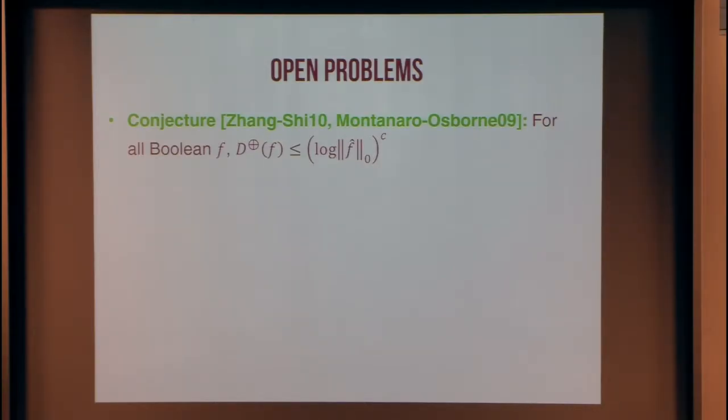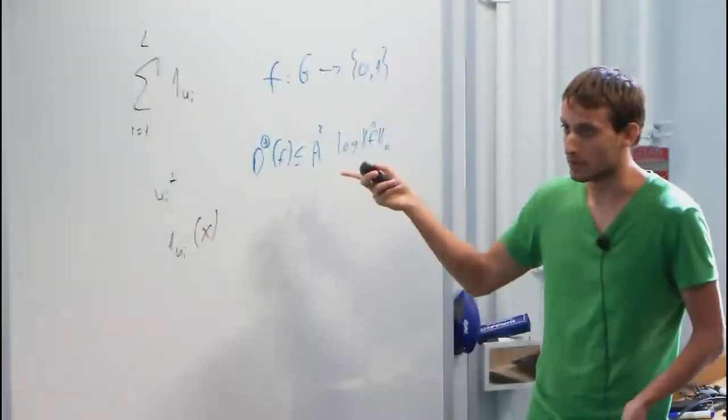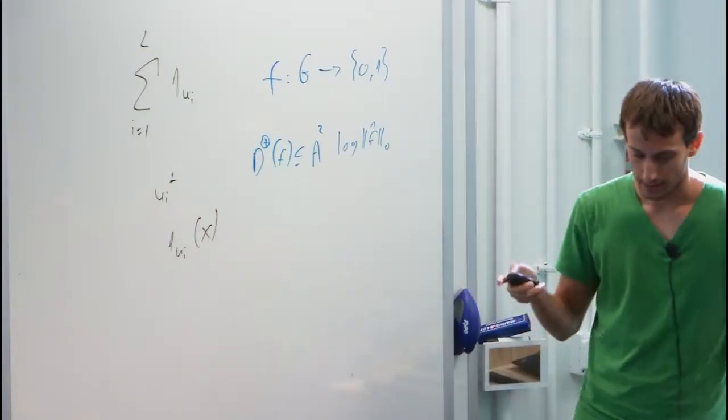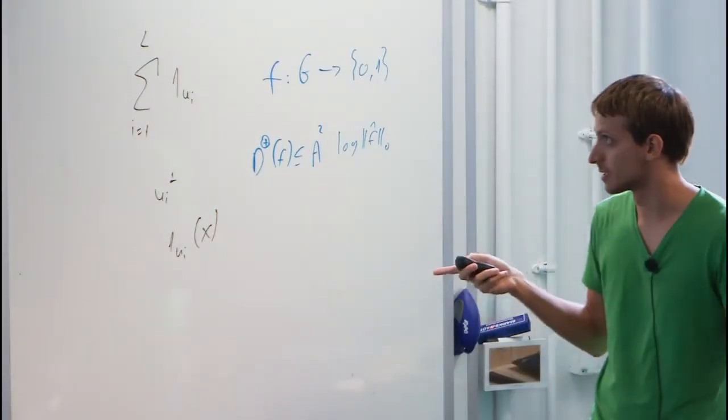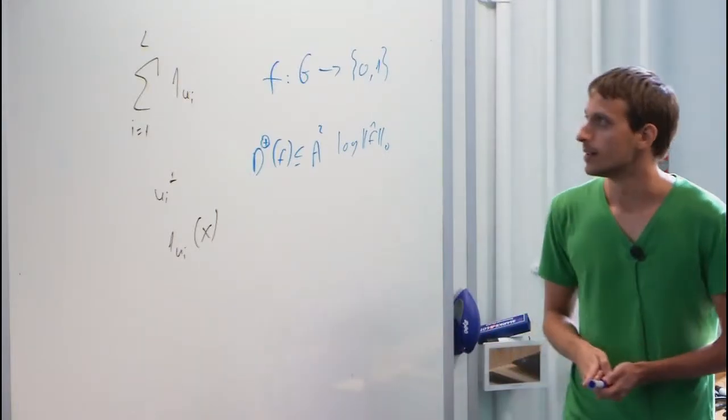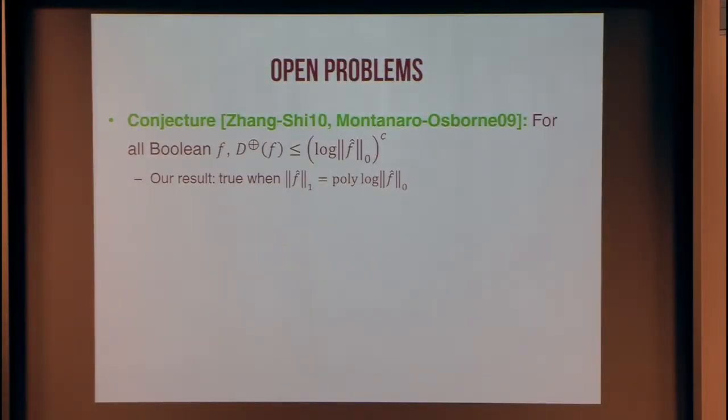So recall we had this bound, the parity decision tree depth is at most a squared times log of the sparsity. I mean, it's true when a is small, like polylogarithmic in the sparsity, but in general, a can be as large as the square root of the sparsity. So this is still open. Apparently, it's been floating around in quite a few circles, so I've heard.